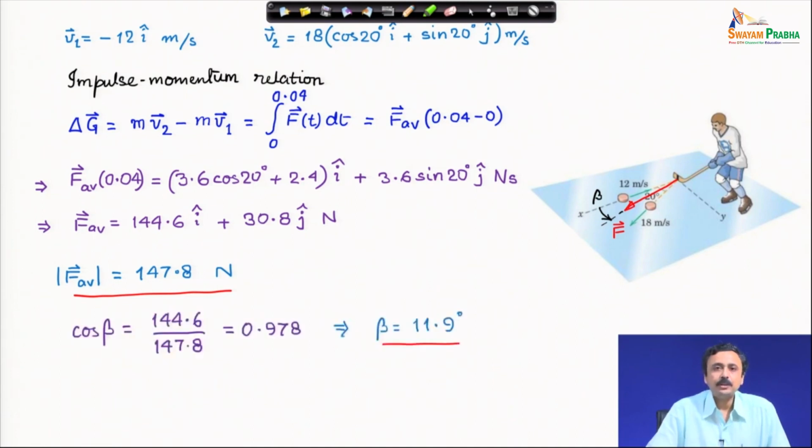And you can easily calculate the direction of that force, because we know the average force vector, and therefore I can calculate this angle beta. Cosine beta will be nothing but the x component of the force divided by the magnitude of the force. The x component is 144.6 and the magnitude of the force is 147.8, which turns out to be 0.978, and from here you can calculate beta as 11.9 degrees. So, the average force vector has acted at this angle.